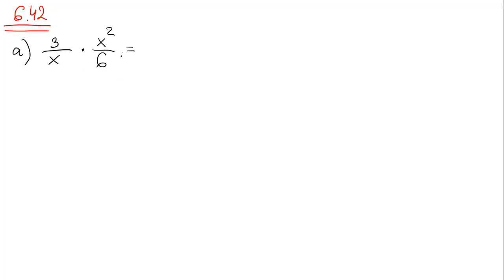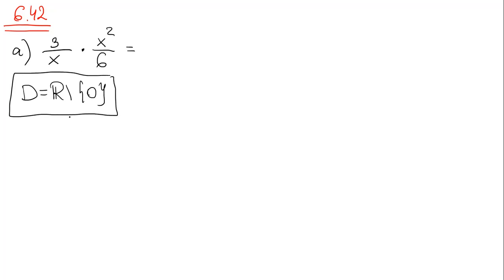So before we multiply those fractions, let's take a look at the domain. So we can see that we have x in the bottom, so we have to get rid of 0 because we cannot have 0, right? So we have the domain: we can have all real numbers but without 0.